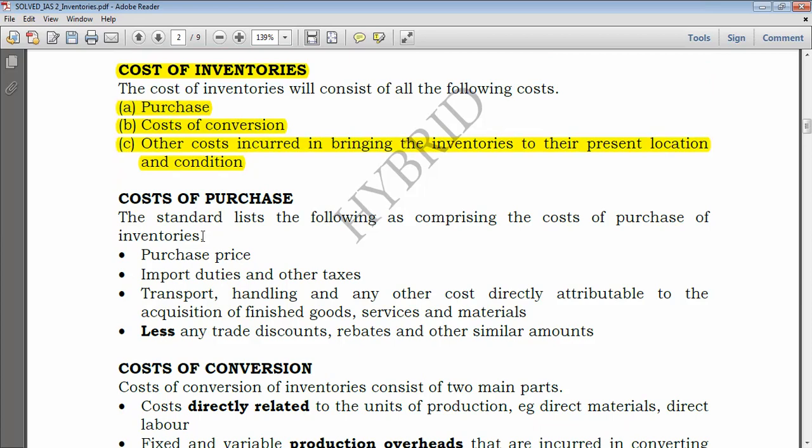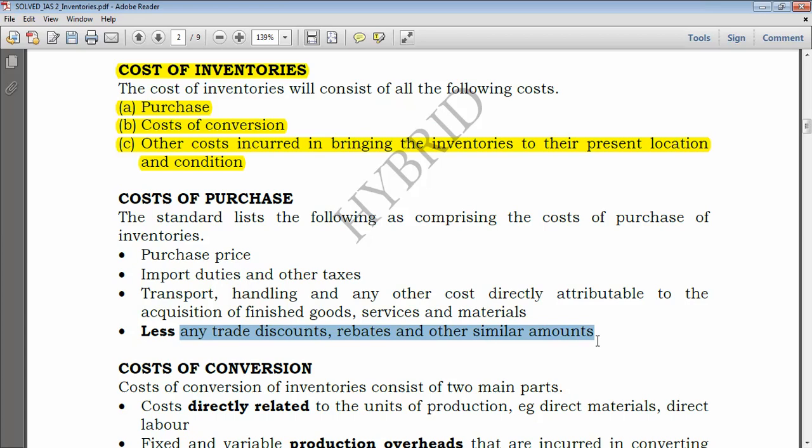So you say the standard list. The following comprise cost of purchase. For example, purchase price. Obviously, purchase price, but you have to deduct any trade discounts, rebates, or other similar amounts. Because if you say that you have purchased something for $200, but there was a trade discount of $40, that means you didn't pay that, and it wasn't even counted in the books.